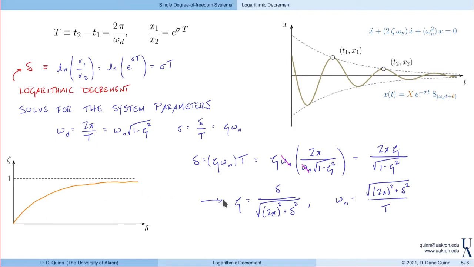As delta increases, we find that the damping ratio approaches 1. So as this ratio gets larger and larger, which means that basically the second peak gets smaller and smaller, then the damping ratio approaches 1, while the natural frequency, given that period, would end up getting very large. In its most basic form, this is the logarithmic decrement. So we have relationships for the damping ratio and the natural frequency that we can identify from the measured response.